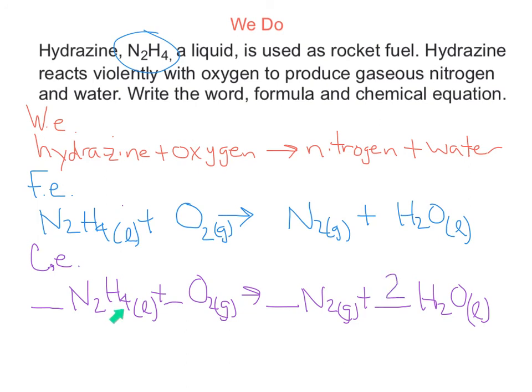So now I see I have 4 hydrogens on the left, 4 hydrogens on the right. So now I'll go to oxygen. I see I have 2 oxygens on the left, and now I have 2 oxygens on the right. So it's balanced. I always go through and make sure that the whole thing is balanced one more time. 2 nitrogens, 2 nitrogens. 4 hydrogens, 2 times 2, 4 hydrogens. 2 oxygens, 2 oxygens. Boom, we're done.